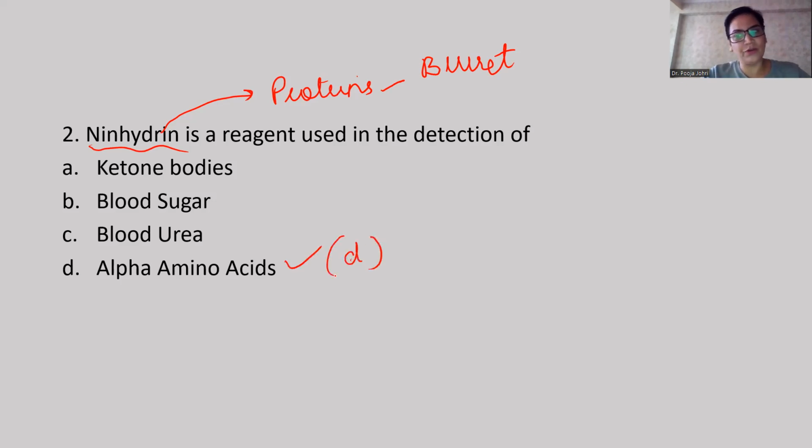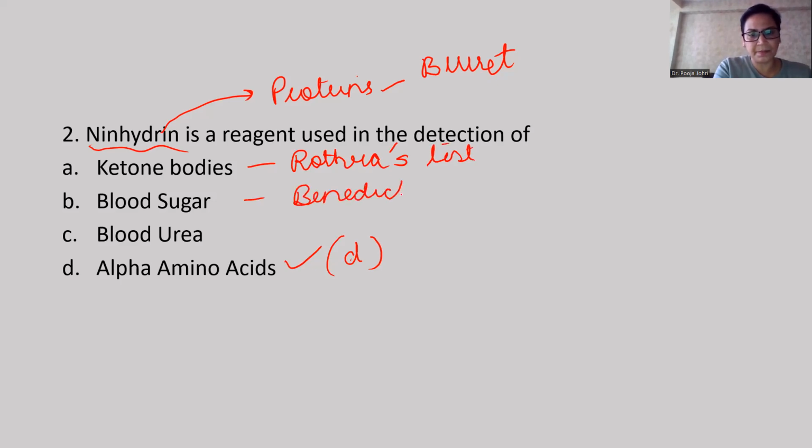ketone bodies. All of you are familiar with this, that ketone bodies are detected by Rothera's test, blood sugar by Benedict's test, right? And blood urea by DAM, diacetyl monoxime test, and alpha amino acid by ninhydrin. There is a complex which is formed, which is known as Ruhemann's purple.